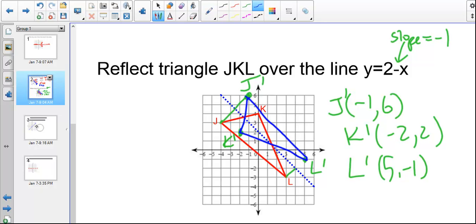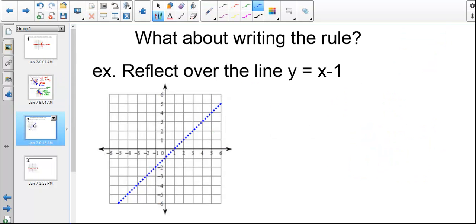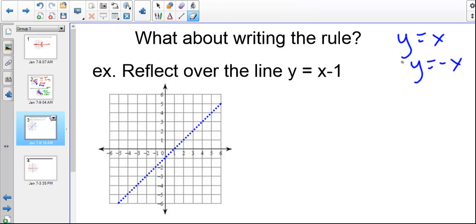But I also think it's worth it for us to talk about writing the rule for what's happening in this situation. Anytime we have a line that's not one of the ones that you've memorized, like we've talked about reflecting over y equals x or y equals negative x or one of the axes, that seems all fine and good, but it's a little harder when it's not one that I've memorized.